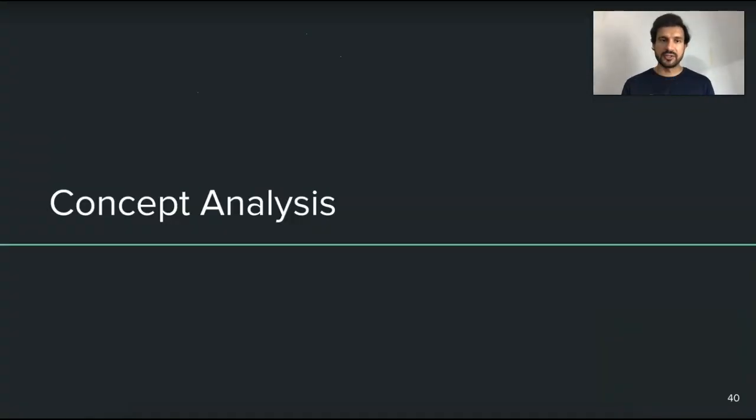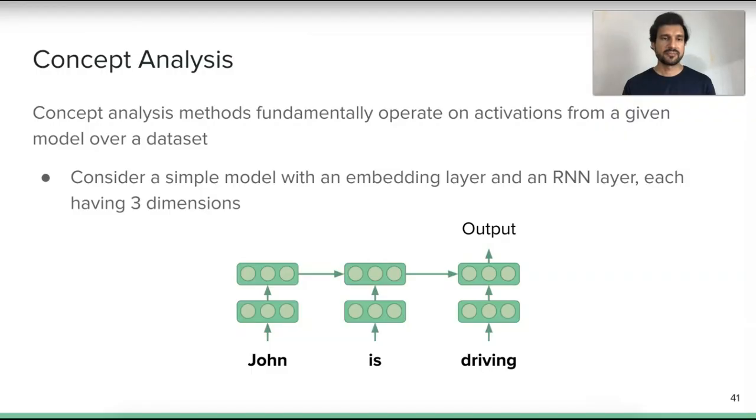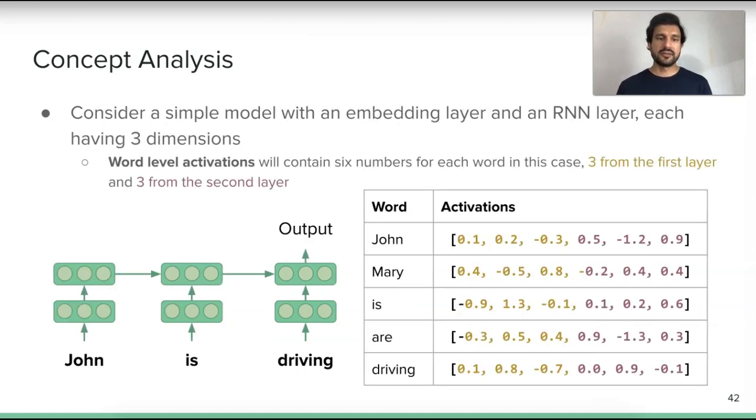Now that we have set the foundations and terminologies, let's get started with the first part of the tutorial, which is concept analysis. So concept analysis methods fundamentally operate on activations from a given model over a dataset. Consider here a simple model with an embedding layer and an RNN layer having 3 dimensions. So word level activations will contain 6 numbers for each word in this case, 3 from the first layer and 3 from the second layer. And here yellow represents the first layer and red represents the second layer.